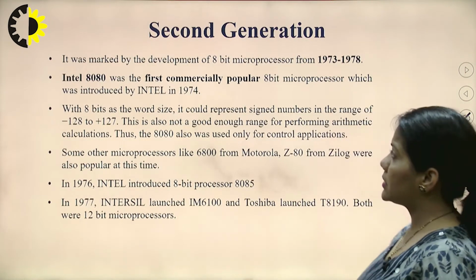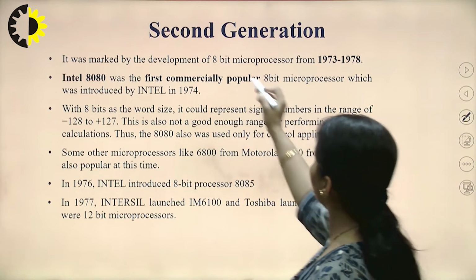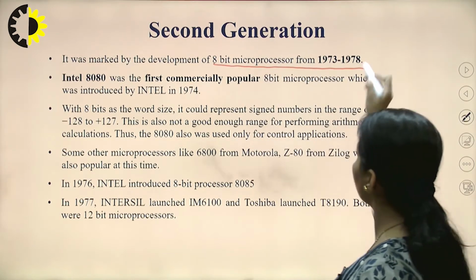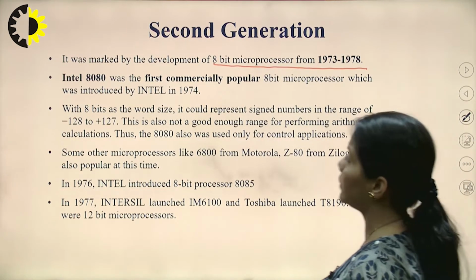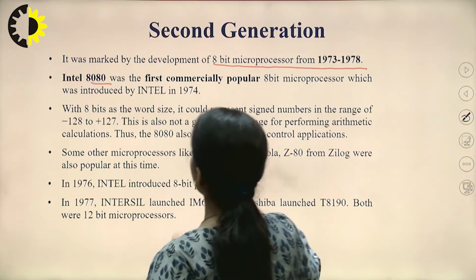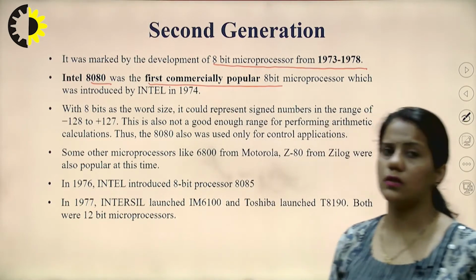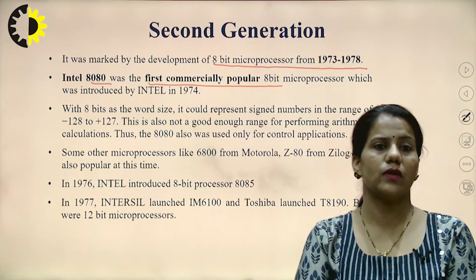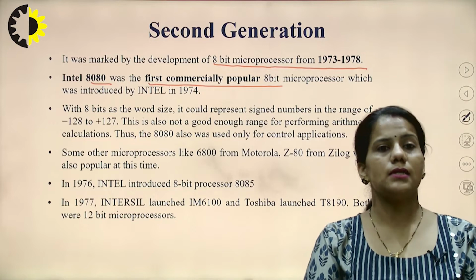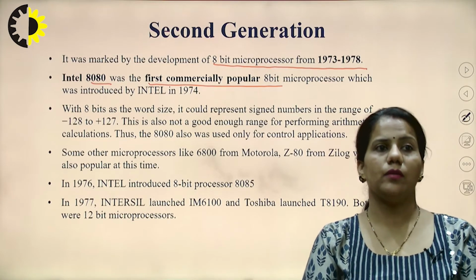Now we come to the second generation. It was marked by the development of 8-bit microprocessors from 1973 to 1978. Intel 8080 was the first commercially popular 8-bit microprocessor. This Intel 8080 is also a very important microprocessor, since it was the first commercially available microprocessor.